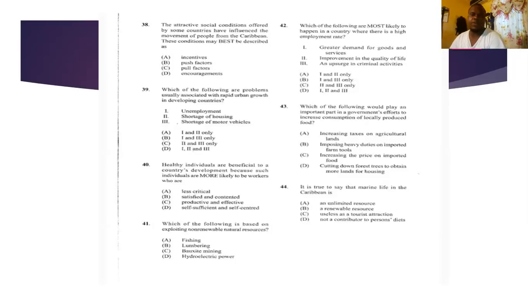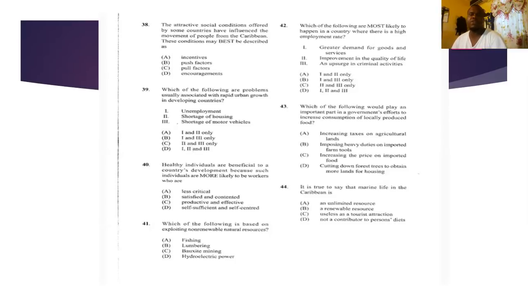43. Which of the following would play an important part in a government's efforts to increase consumption of locally produced goods? So what can the government do, right, to ensure that persons buy locally produced goods? What's the best answer? A, increasing taxes on agricultural lands. B, imposing heavy duties on imported farm tools. C, increasing the price on imported food. Or D, cutting down forestries to obtain more lands for housing. Right? Remember, we said consumption of locally produced food. So D is a distractor, cutting down forestries to obtain more lands for housing. That has nothing to do with consumption of locally produced food. So that is out and way off.